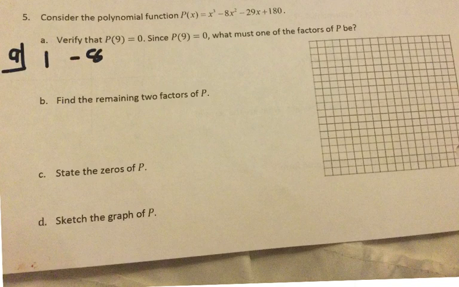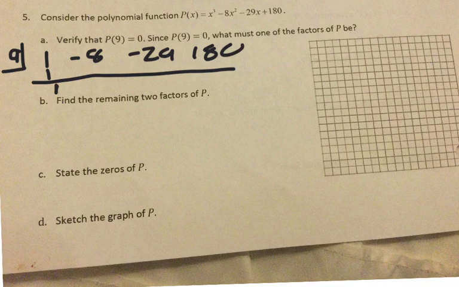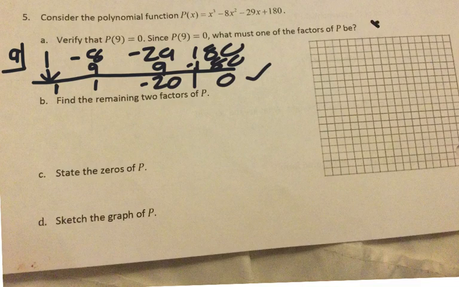That's 9, negative 8, negative 29, and 180. So the remainder theorem says I should get 0 as the remainder. So if I bring down the 1, like I did there, okay, 1 times 9 is 9, negative 8 and 9 is 1, 1 times 9 is 9, that's negative 20, that's negative 180, that's 0. So the remainder is 0. That means what must be one of the factors?